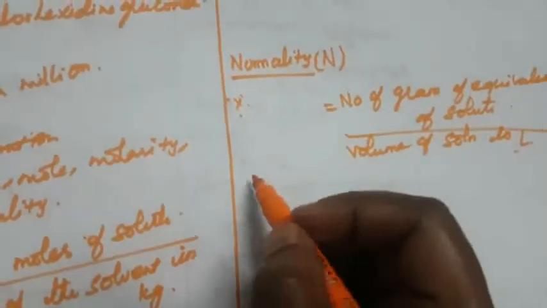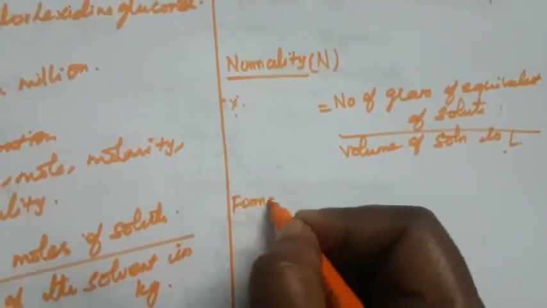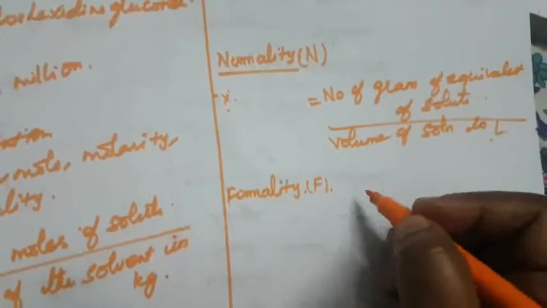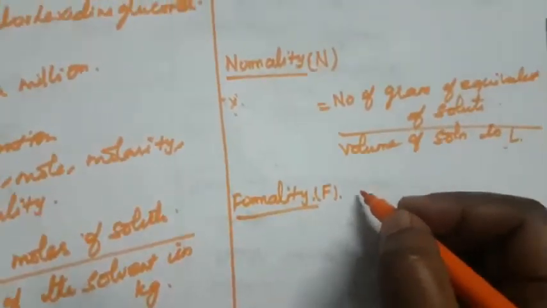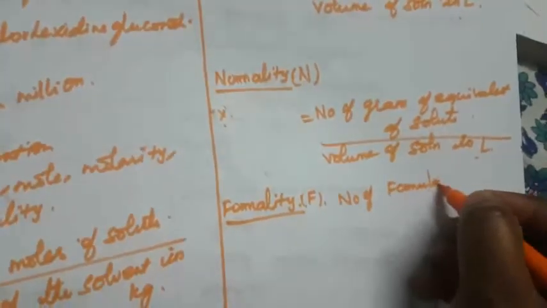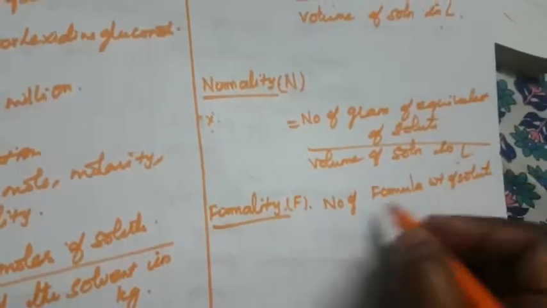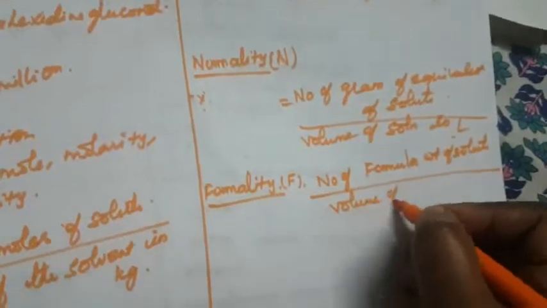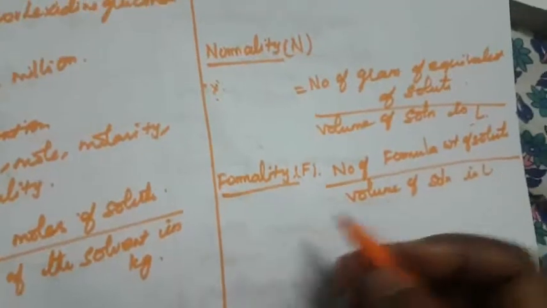Next one is what is meant by formality? Formality is the number of formula weights of the solute divided by volume of solution in liter. What is meant by formula weight? That is molecular weight. Formula weight of solute dissolved in volume of solution in liter. So this is called formality.